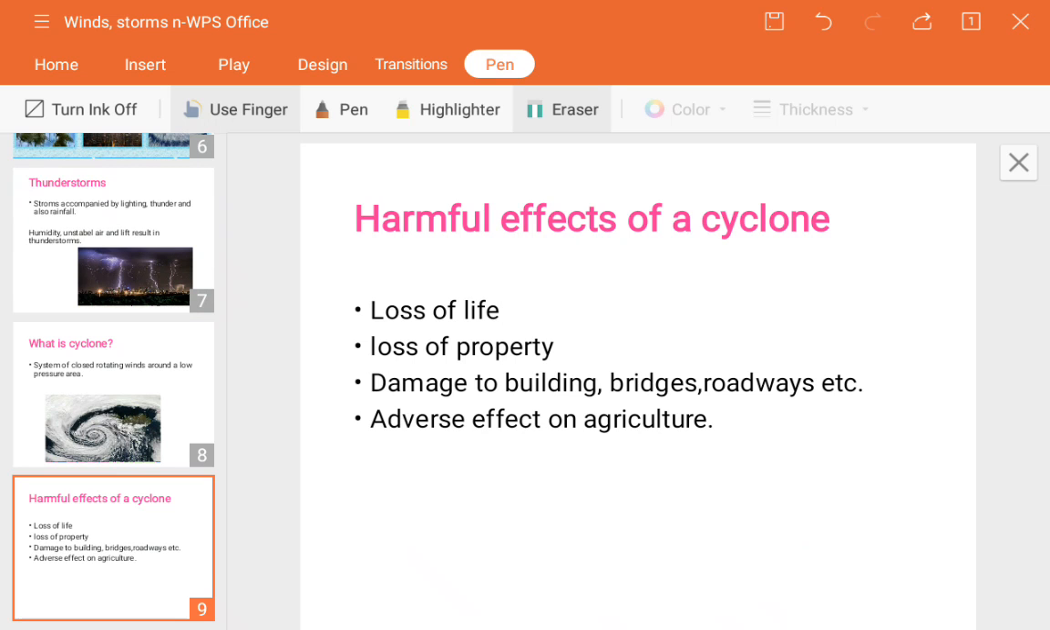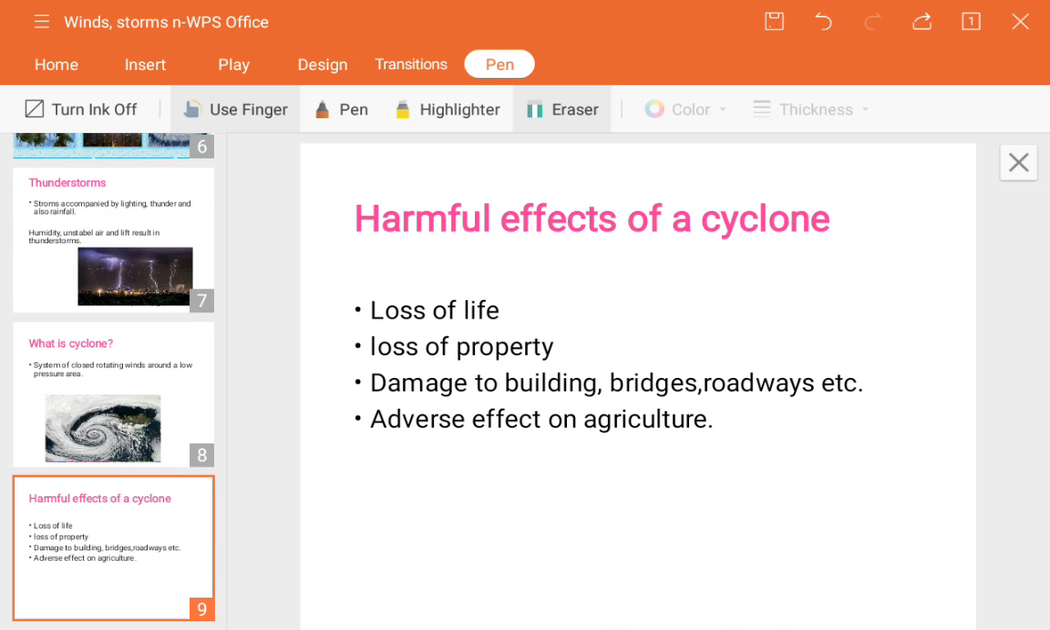Okay, next is the damage of buildings, bridges, and roadways. These things also happen, as we have already studied in lower classes in natural disasters. Next, there is no electricity supply. In such a situation, the electricity will also get lost. Next, no transportation will happen. If damage happens to the roadways, then obviously there will be no transportation.